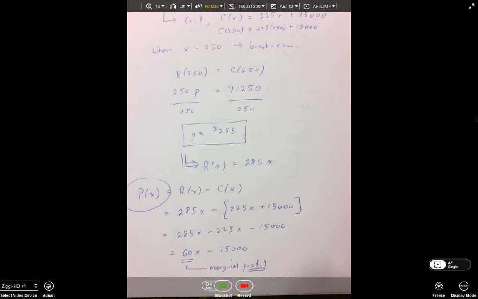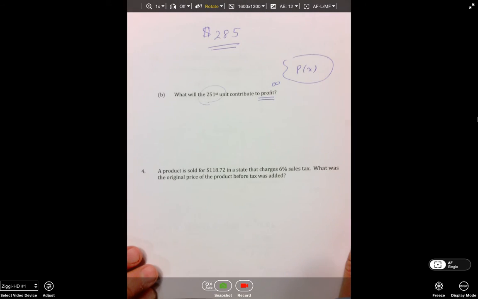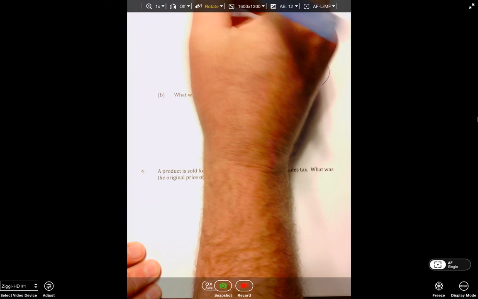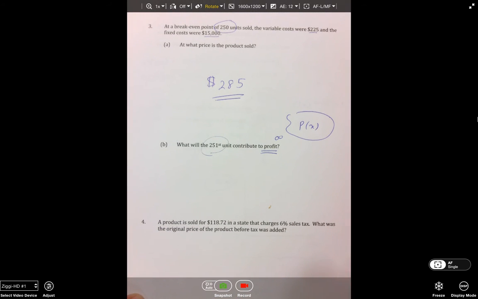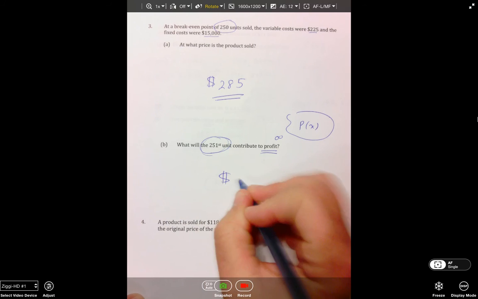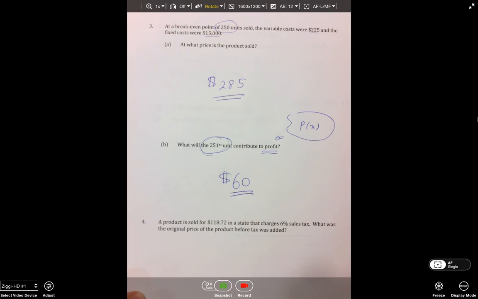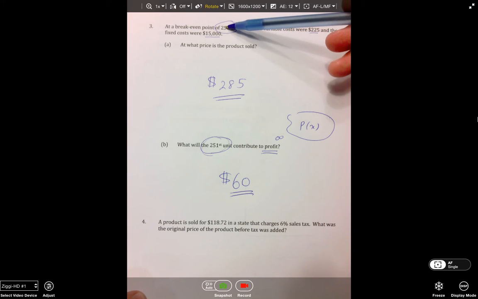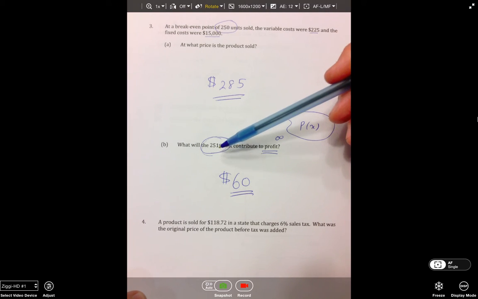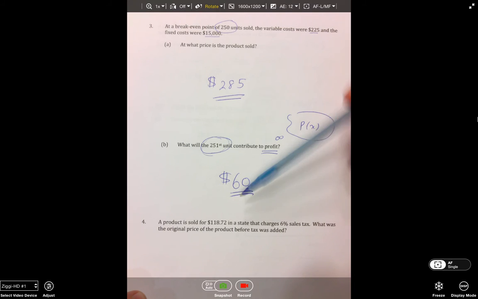So really I've answered the problem right here, because the break even was at 250. I want to know what that extra unit contributed to profit. So the additional unit contributed $60 to profit. It wouldn't matter if I was at 400 units and I wanted to know what the 401st unit contributed to profit, that's always going to be the marginal profit. That'll be the slope of the profit function.